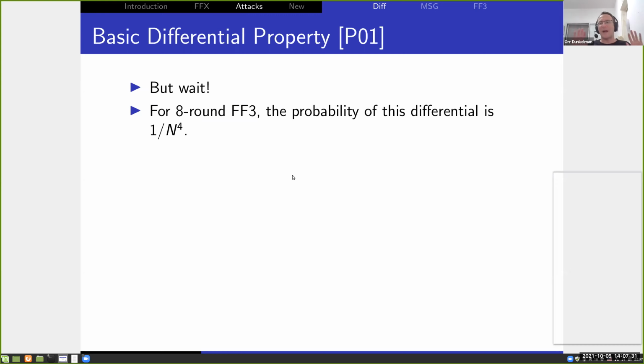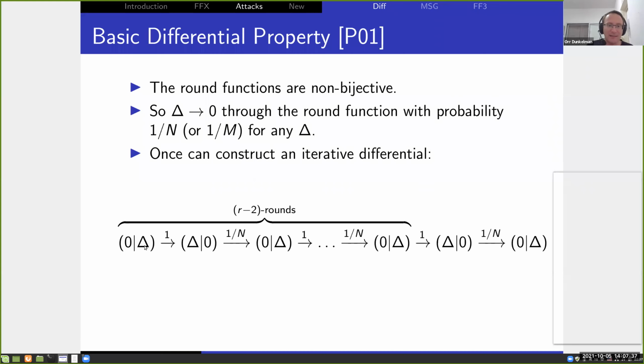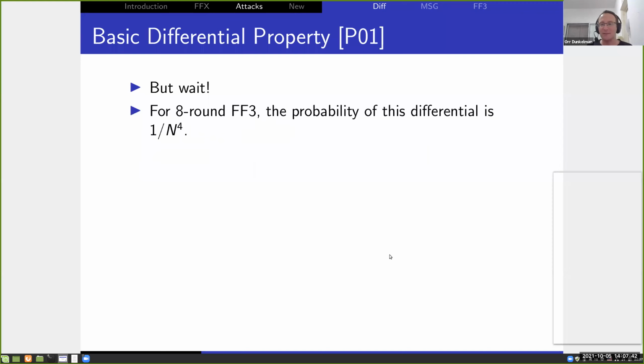There's one small technical detail. If I would have taken a random permutation, and I would ask myself, what's the probability of starting with a delta, 0 input difference and ending with a delta, 0 output difference? The answer would be, drum roll, you can write the answer in the chat.